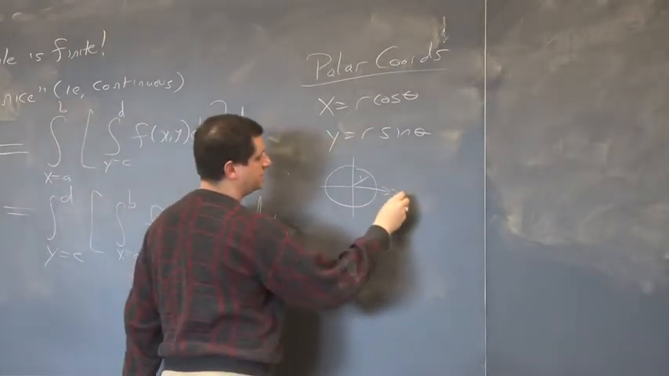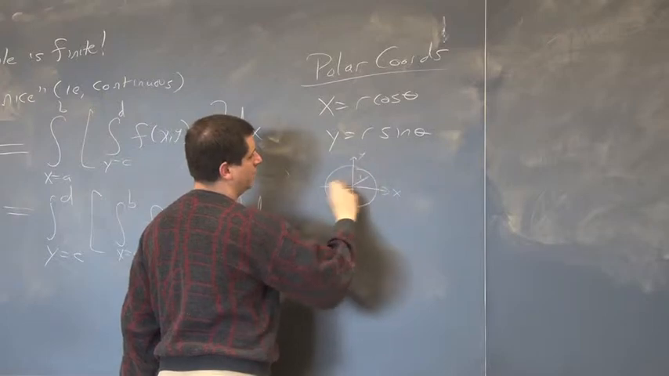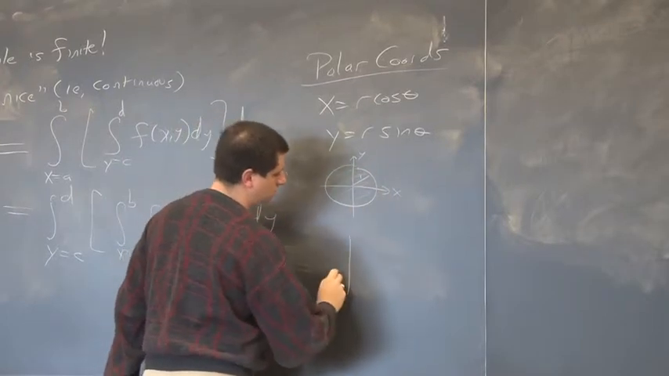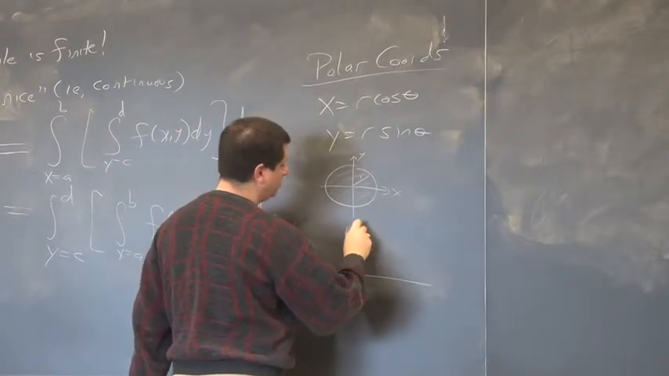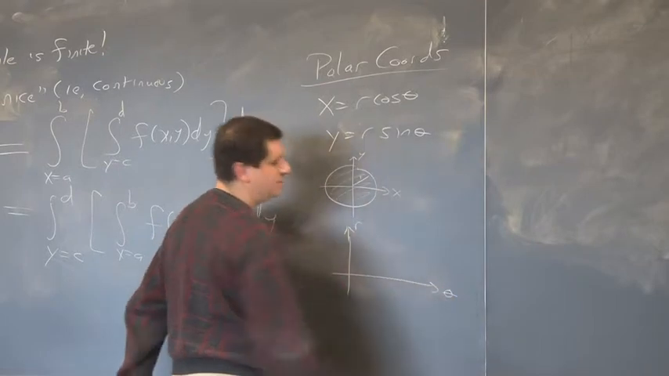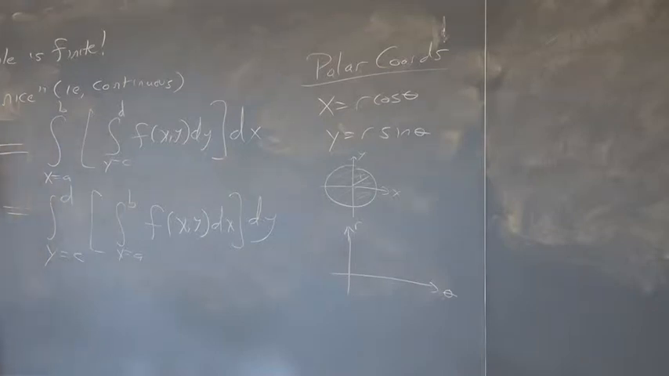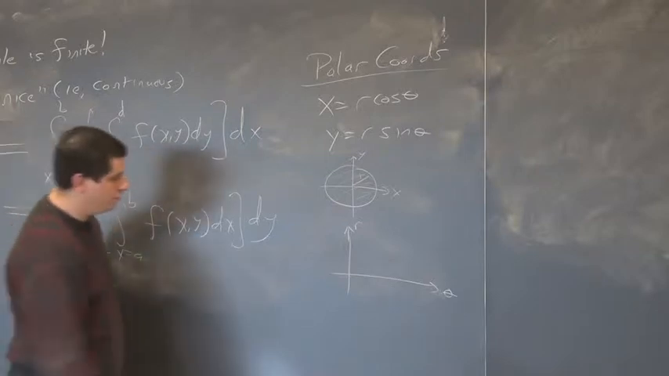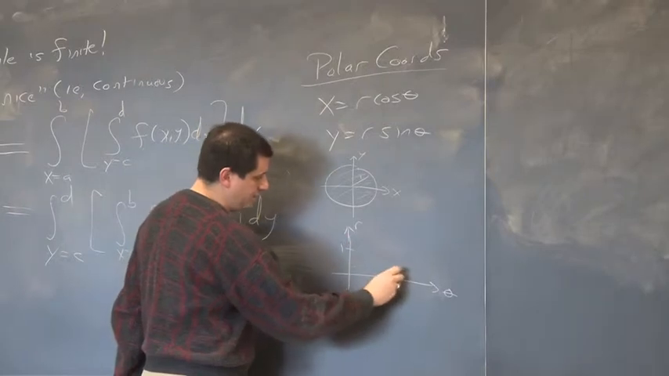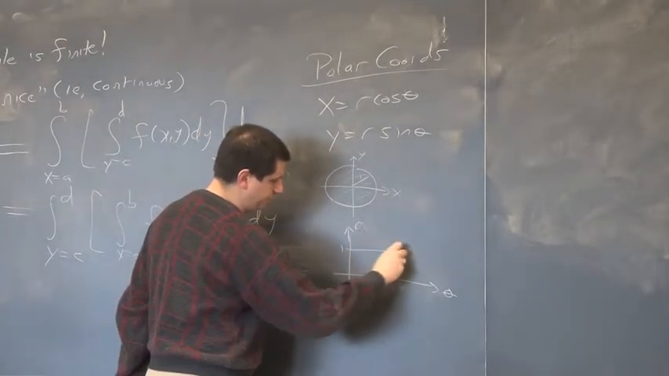Okay, and here's my x-axis, here's my y-axis, and I have a circle of radius 1. What does this look like in our theta space? What shape does the circle of radius 1, the filled-in circle, look like? So what's this geometric object? A rectangle. So the radius goes from 0 to 1. The angle goes from 0 to 2 pi.